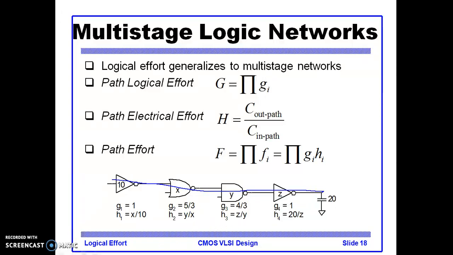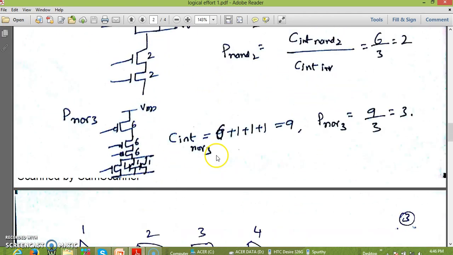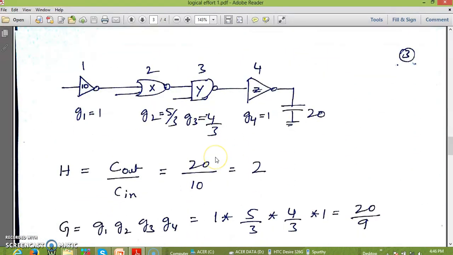We shall take this example and try to find out how we estimate the delay. So this is what we are looking at. It's the same example. Now we are supposed to find out what is the overall delay of this path.